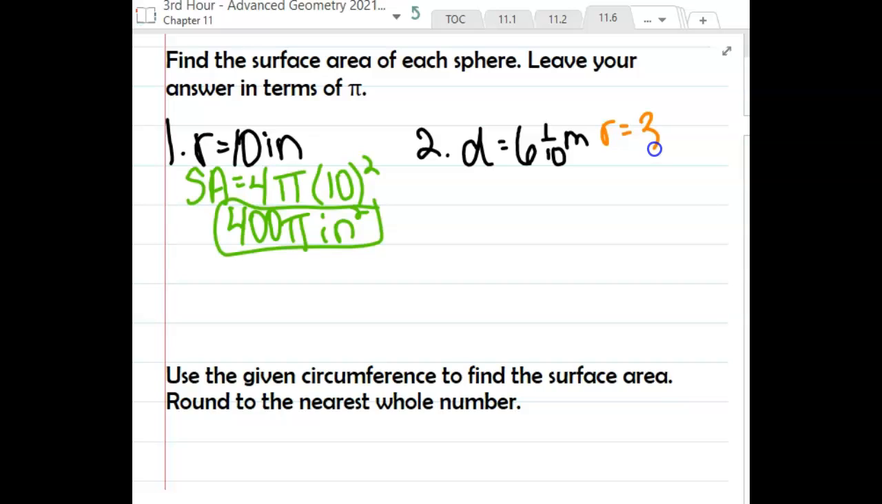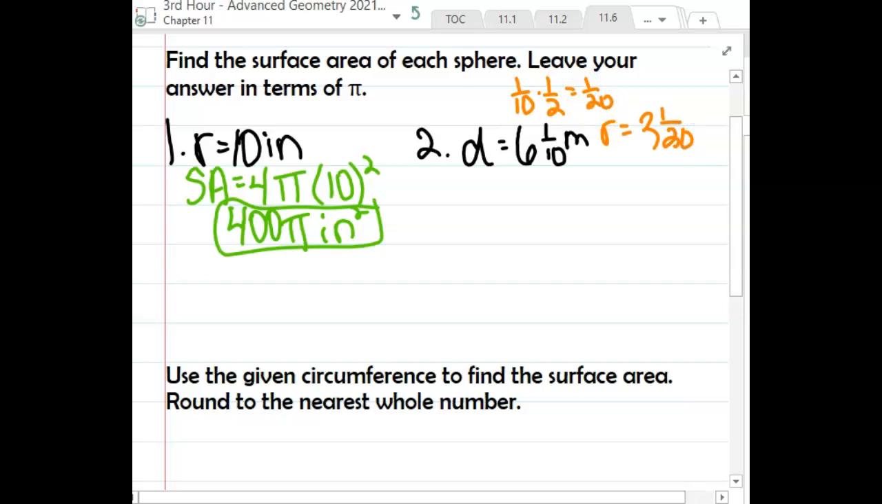So half of the 1/10, instead of taking 1/10 divided by 2, what's another way to think of divide by 2? Multiply by 1/2, which would give me 1/20. So half of 6 1/10 would be 3 1/20. That's one option. Or you could do a decimal. 6 1/10 would be 6.1. Divide that by 2, 3.05. If you're more comfortable with decimals, use decimals.